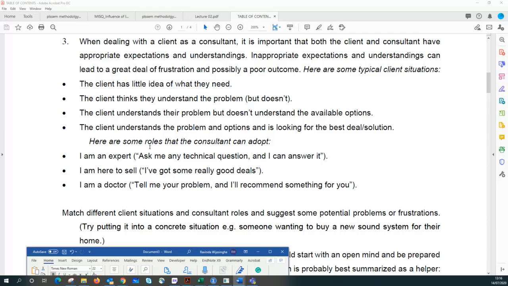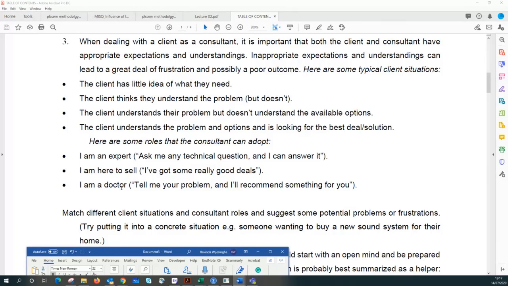And then here are some of the roles of the consultant. By the way, guys, here it is a system development consultant, so think about us as system developers. We are the consultant. There are three roles. The first role is: I am an expert. Ask me any technical question and I can answer it. The second: I am here to sell something. I've got some really good deals.